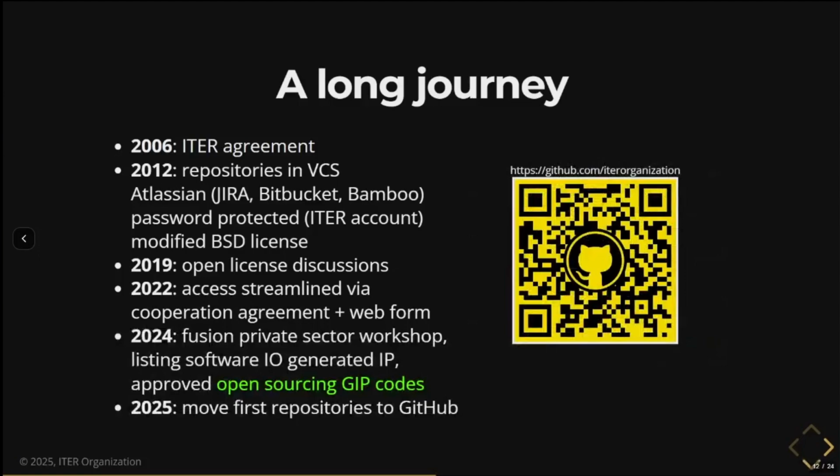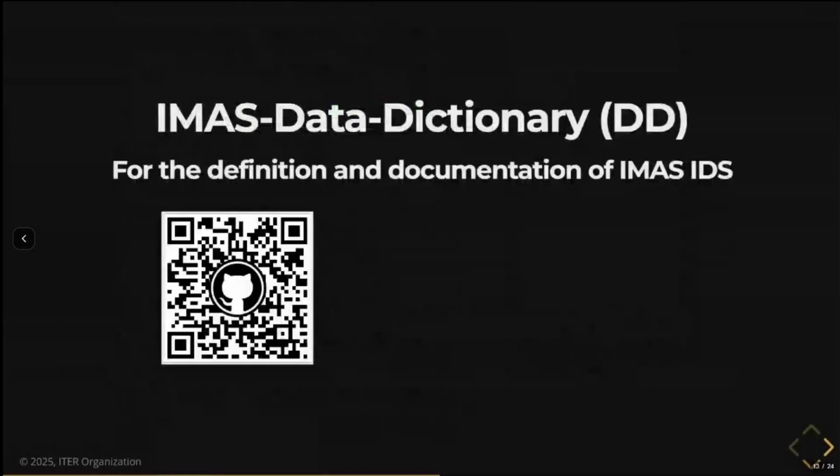And finally, last year, around November or December, we finally got the green light from our Director General to release the codes developed at the ITER organization under an open source license. And so early this year, we started to move the very first codes on open GitHub under the ITER GitHub organization. What you can find there right now, of course, is the IMAS data dictionary.